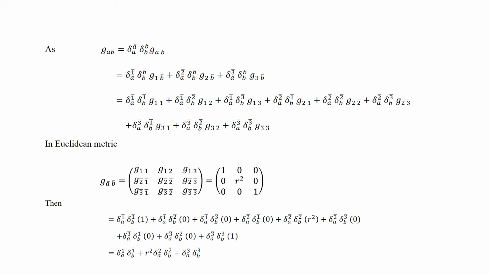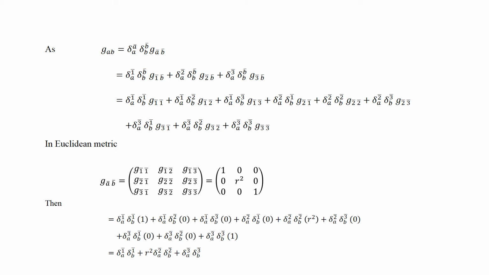The second term is G 1 bar 2 bar, which is 0, so we replace it with 0. The third term, G 1 bar 3 bar, is also 0. The fourth term, G 2 bar 1 bar, is 0. And the fifth term, the second entry of the second row, G 2 bar 2 bar, is R square. We substitute this term. The sixth term of the matrix, G 2 bar 3 bar, is also 0. G 3 bar 1 bar is 0. G 3 bar 2 bar is 0. And the last term, G 3 bar 3 bar, is equal to 1. We can say this matrix is a diagonal matrix. All the non-diagonal entries are 0.